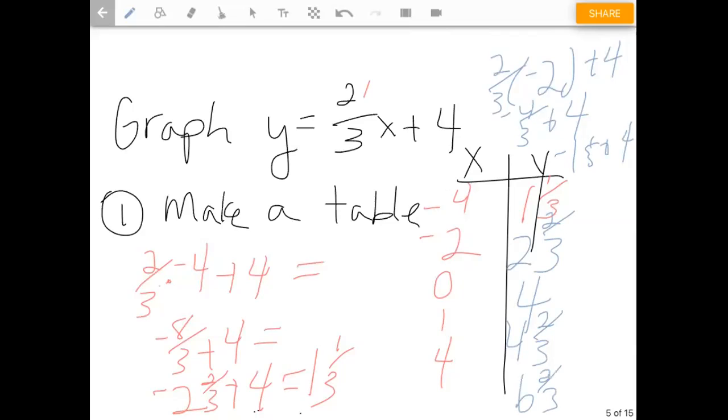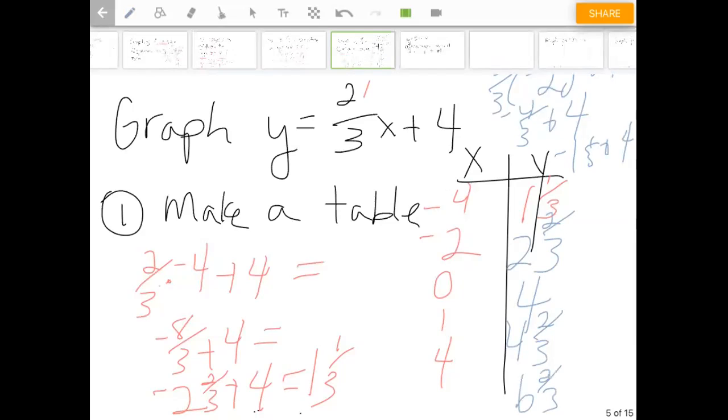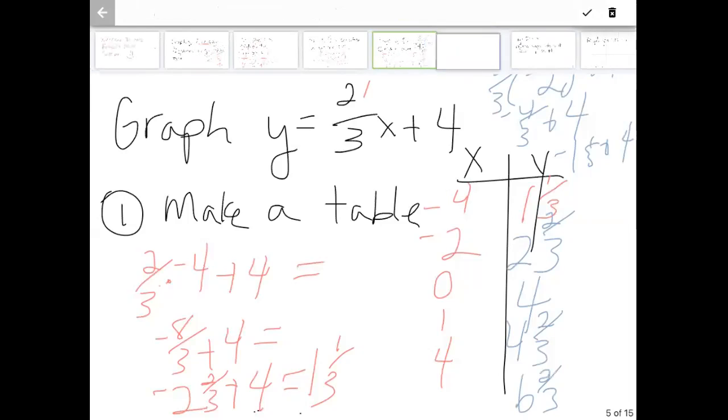So now you can take these points and you can plot them. So I'm going to go to a new sheet here so we can graph these.